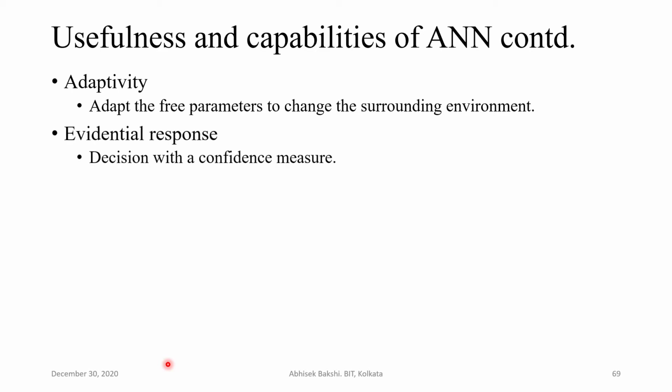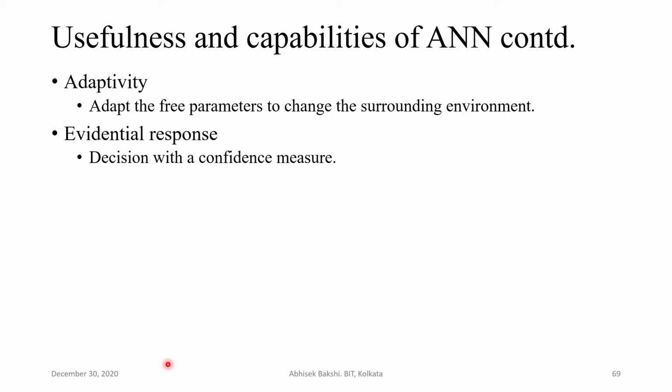The fourth one is evidential response. Evidential response is nothing but a decision with a confidence measure. If you have an artificial neural network and you want to show that it's responding correctly, we have some confidence measure, so that we can say that this neural network is working fine for the various inputs. And what are the confidence measures? We have already seen them.